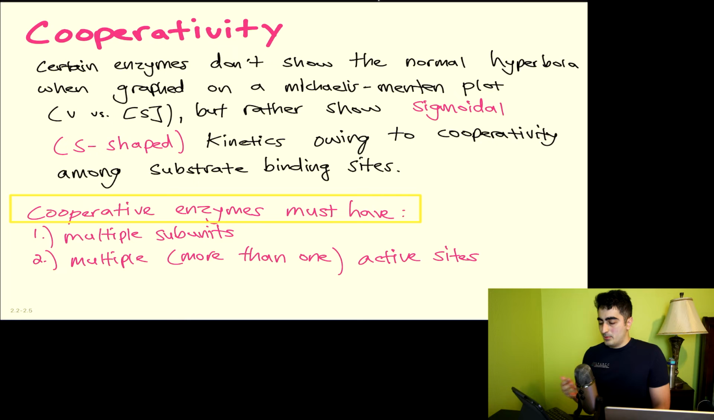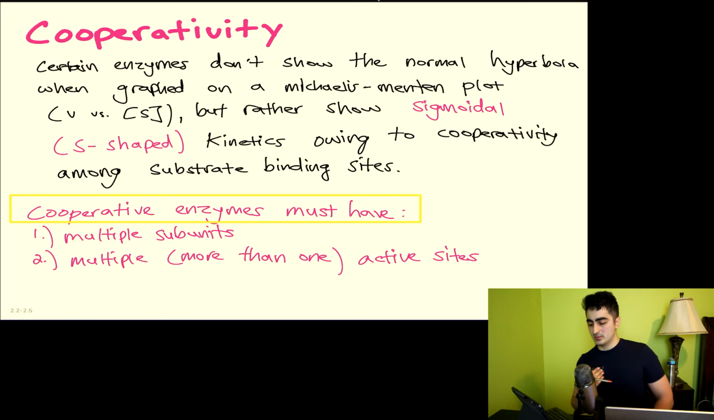So remember I talked about cooperativity, I talked about hemoglobin, and I said that hemoglobin has this sigmoidal shape instead of this hyperbolic shape that the Michaelis-Menten graphs have. Well, certain enzymes don't show the normal hyperbola when graphed on a Michaelis-Menten plot, which is going to be reaction velocity versus substrate concentration, but rather show sigmoidal S-shaped kinetics owing to cooperativity among substrate binding sites.